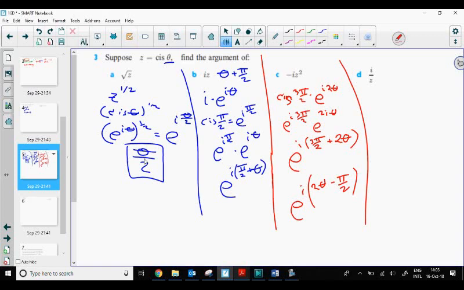And for this last one, here we have a quotient. We've seen enough times that i is e to the i pi over 2, and we're dividing by z, which is defined here as cis theta, the same as e to the i theta. Dividing two numbers with the same base just means we subtract the exponents. So that'll be e to the power of i times pi over 2 minus theta. So the new argument is pi over 2 minus theta.